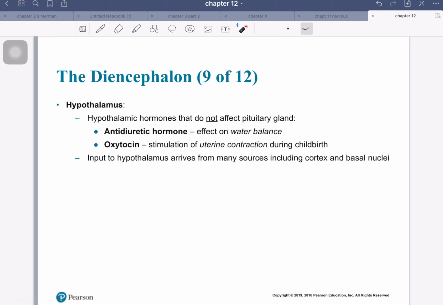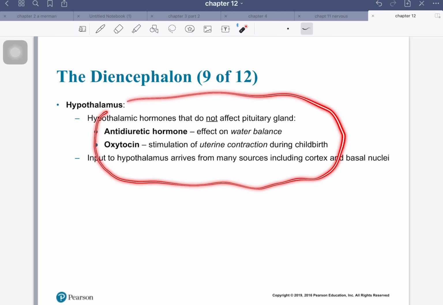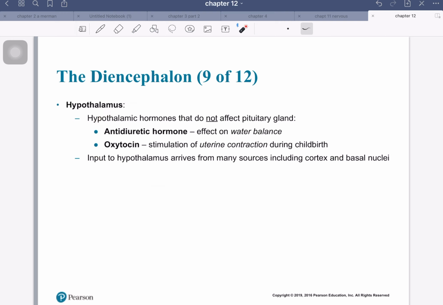So also look at the hypothalamus, because there are two parts. The hypothalamus and its relationship to the pituitary: part of the pituitary is endocrine and part of it is nervous tissue. Now, there are a couple of hormones, such as antidiuretic hormone, that affect water balance, and oxytocin, which has a role in uterine contractions during birth. These are interesting. These are hypothalamic hormones that do not affect the pituitary gland itself, and they are associated with the posterior pituitary. But that'll make more sense when we get to endocrinology.